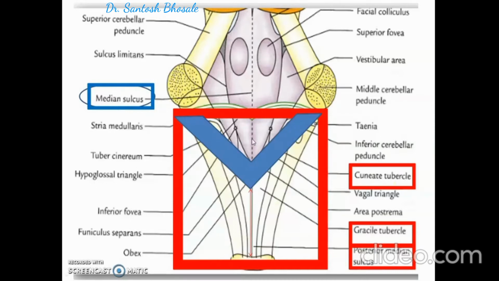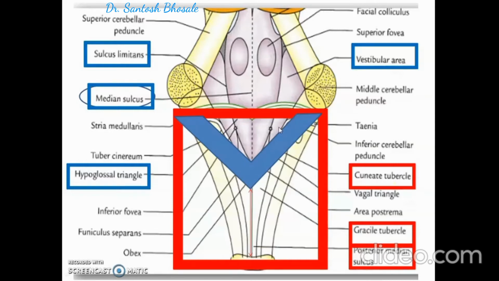In the upper open part you will see the median sulcus, which corresponds to the posterior median sulcus in the closed part, and it divides the floor into two halves, and each half is again further divided into two parts by the sulcus limitans. You can see here the arrow is showing the sulcus limitans, dividing each half again into two parts, the medial part and lateral part. The medial part is called the hypoglossal triangle. It has the hypoglossal nucleus beneath it, and the lateral part is called the vestibular area.